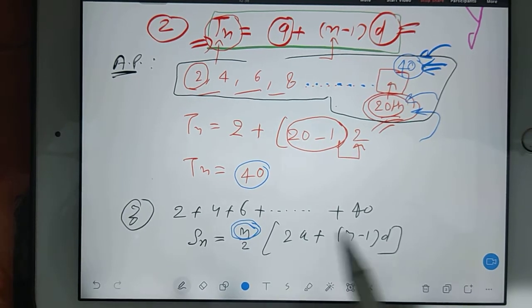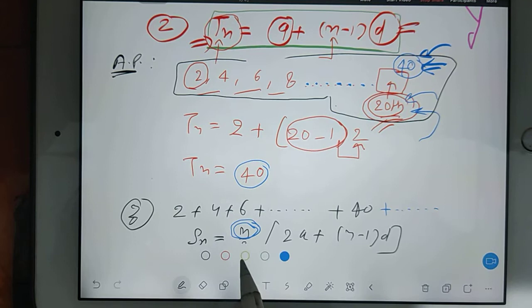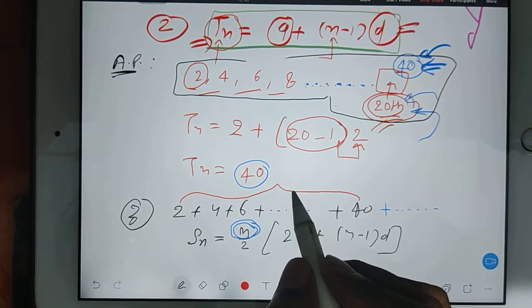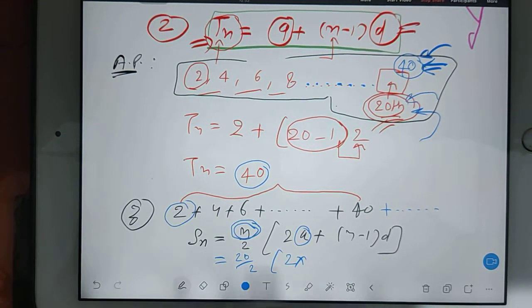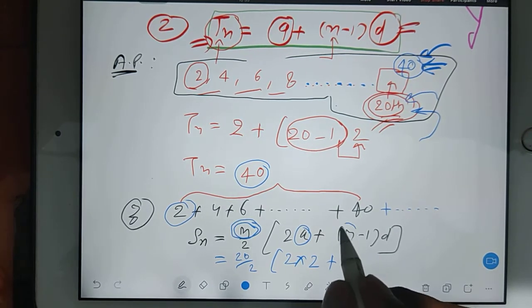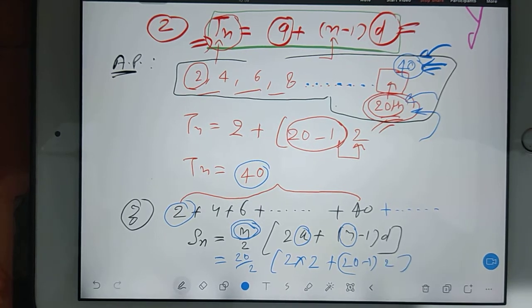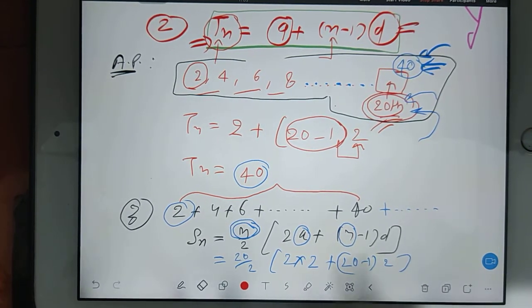So currently, for the given series, you will still have terms there, but I am interested only from the first term to the 28th term. I want to find out the sum. So 28 by 2, bracket 2. What is my first term? The first term is 2. 2 plus how many terms? 28 terms, minus 1, into D. D is 2, the common difference. That's all. Now I will calculate.